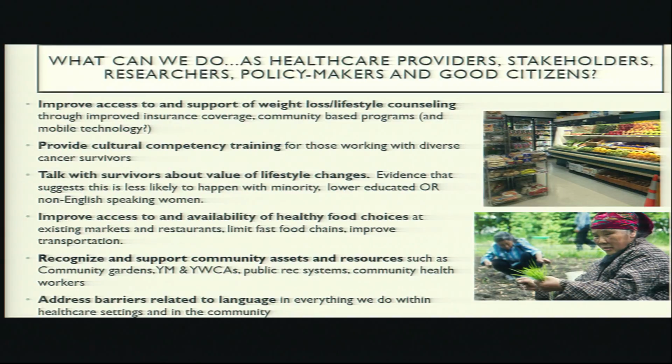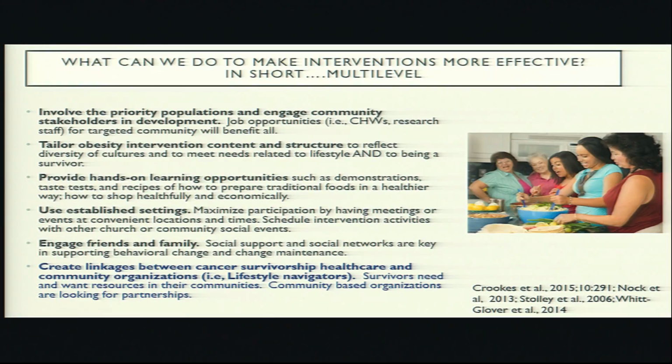There's some great work in changing how corner markets offer produce. Recognize and support community assets and resources such as community gardens, YMCAs, public recreation systems, and address barriers to language in everything we do. And my last slide, what can we do to make interventions more effective?